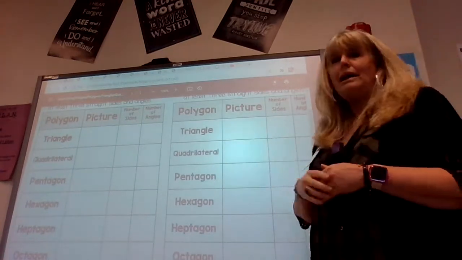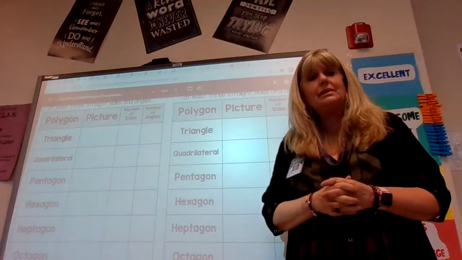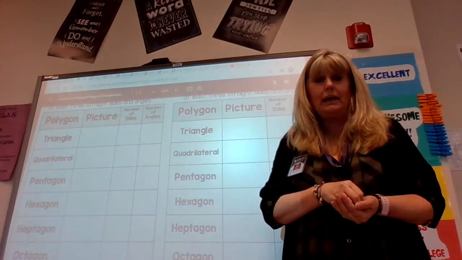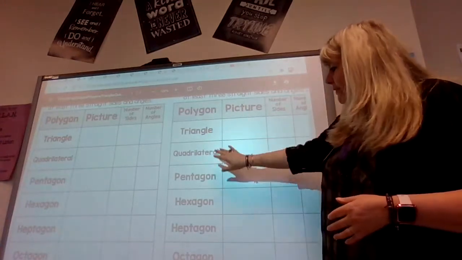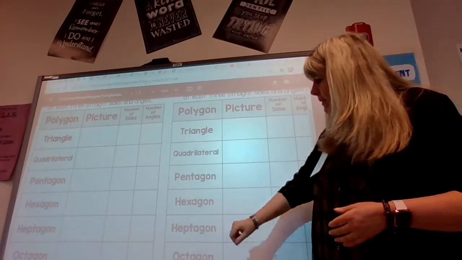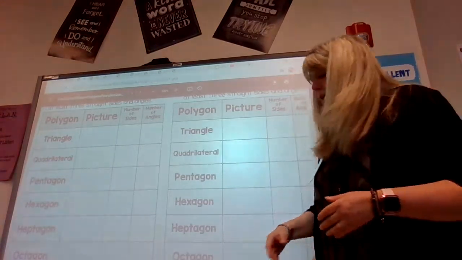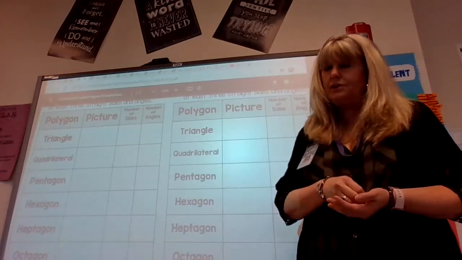You're going to draw a picture of each. Now, if your teacher allows it, I would suggest that you get online and look up the picture of what each one of these looks like. Now, these right here, triangle, quadrilateral, pentagon, hexagon, you shouldn't have to do that. Octagon, you should know how to do that. And we are looking at the traditional ones, not the non-traditional ones.